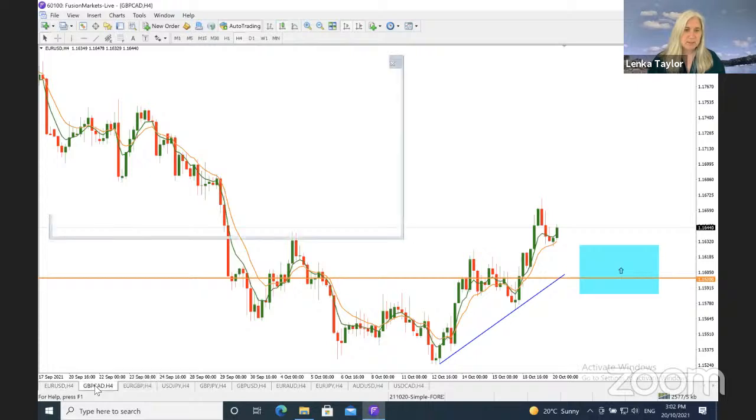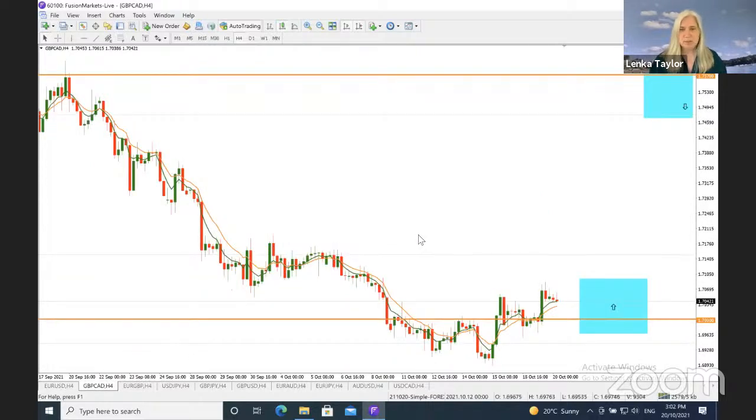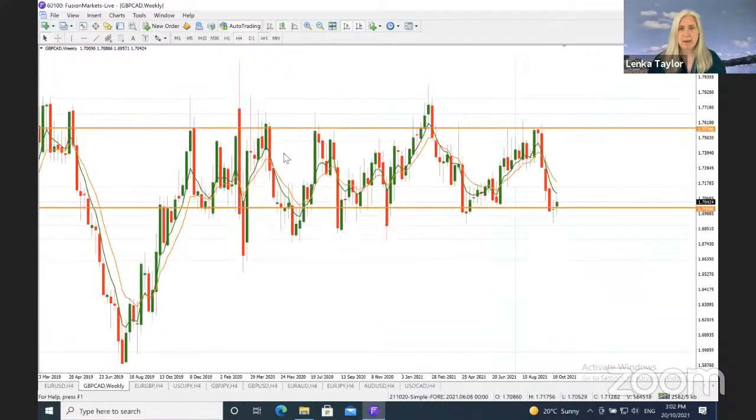The next currency pair I'm looking at is GBPCAD. And GBPCAD, I'm also looking at long. So if we have a look at the weekly, this has been ranging for quite some time. We're at the bottom of the range and need that 1.7 support. So I'm looking for long from there.